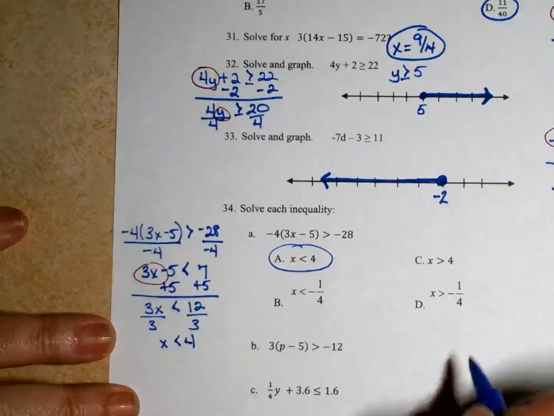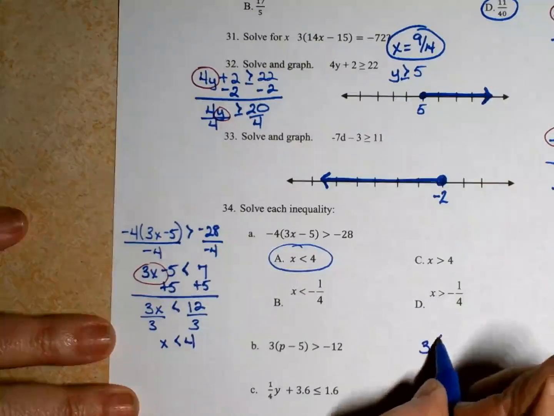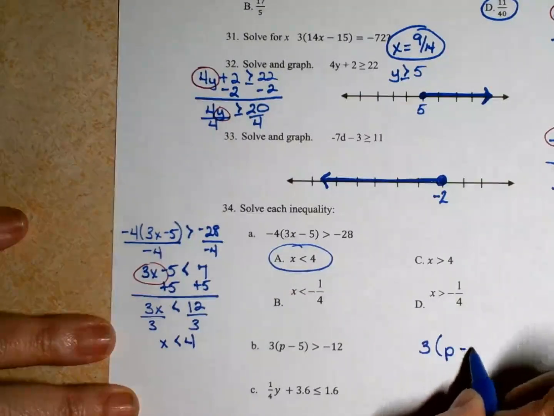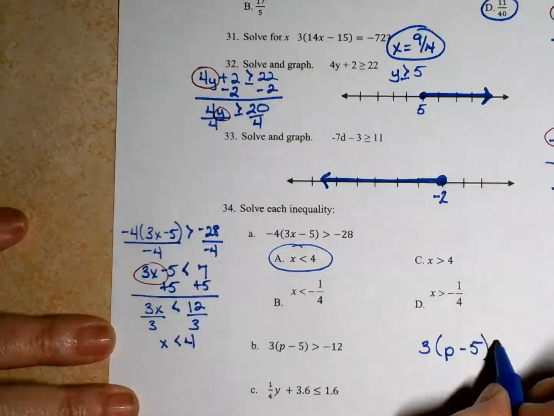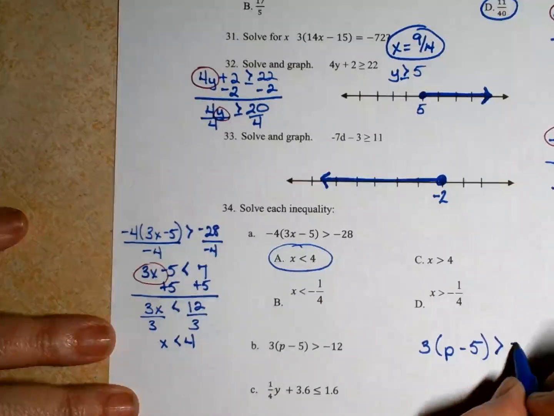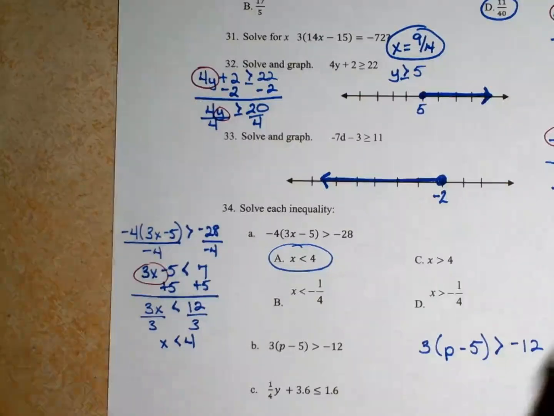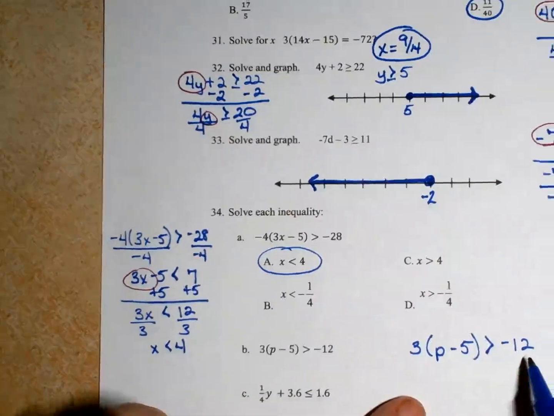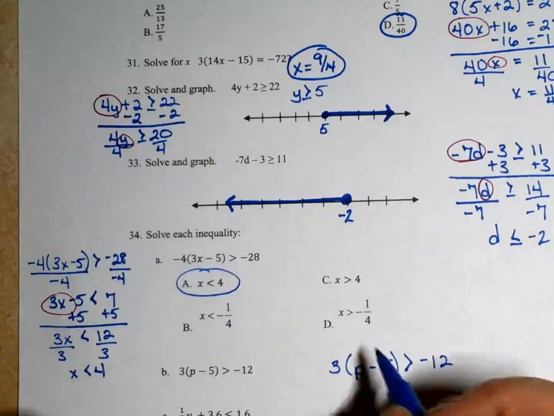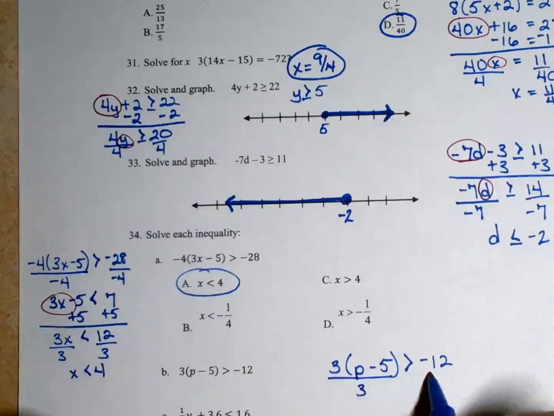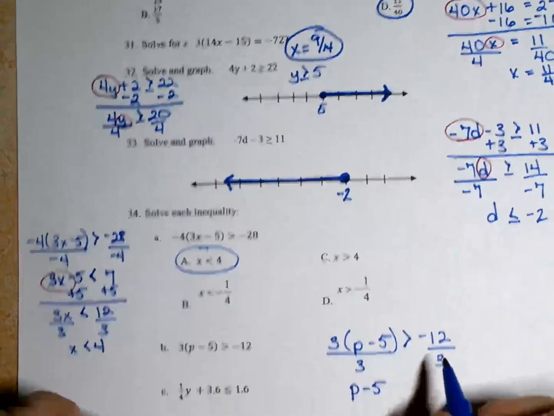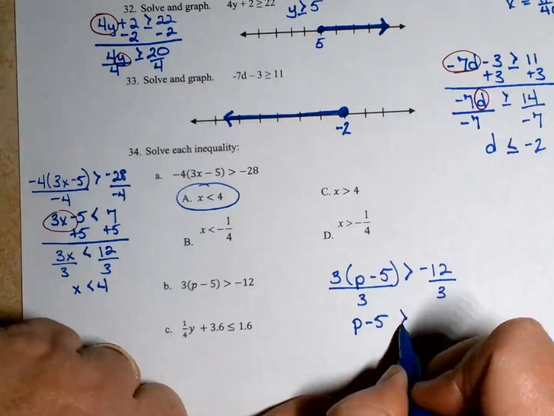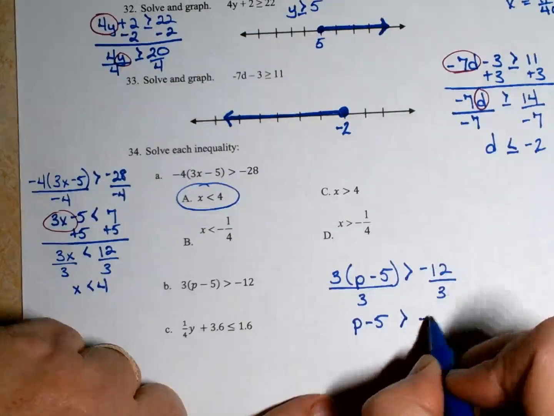Okay, let's look at B. I have 3 times the quantity p minus 5 is greater than negative 12. I've got the case again where 3 is a factor of negative 12, so I can divide both sides by 3. So I'm left with p minus 5. I divided by a positive, so my sign stays the same, is greater than negative 4.